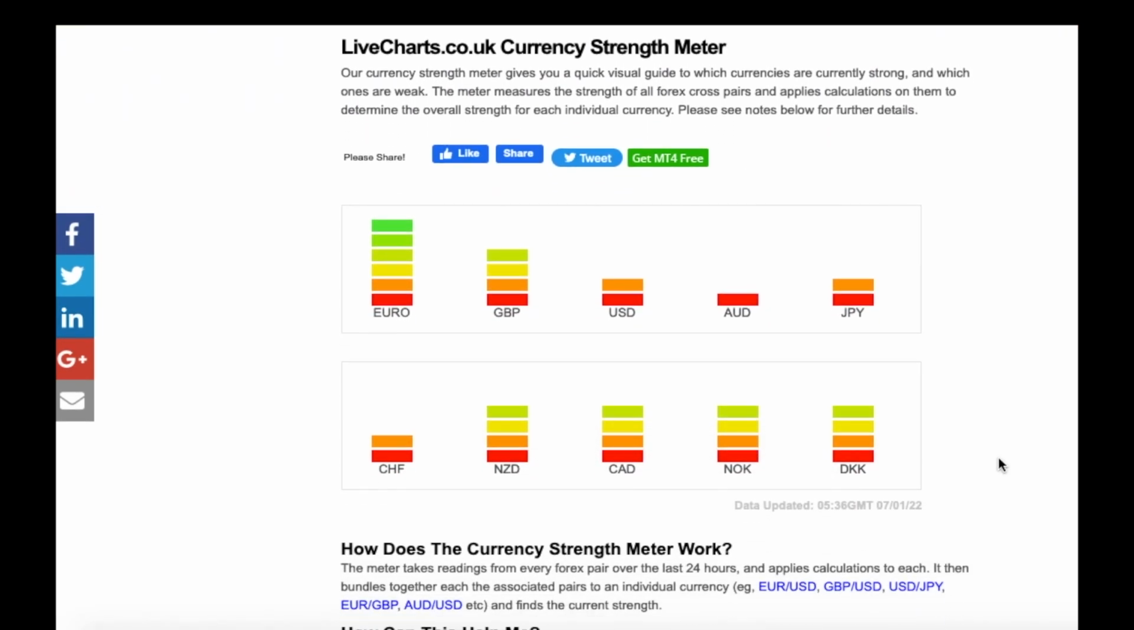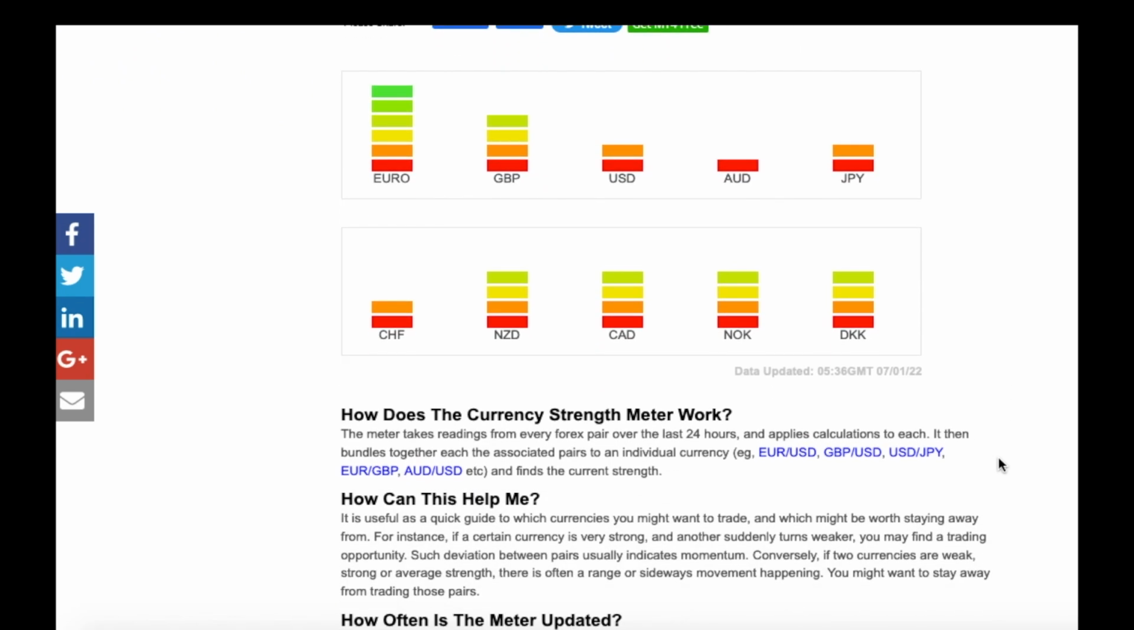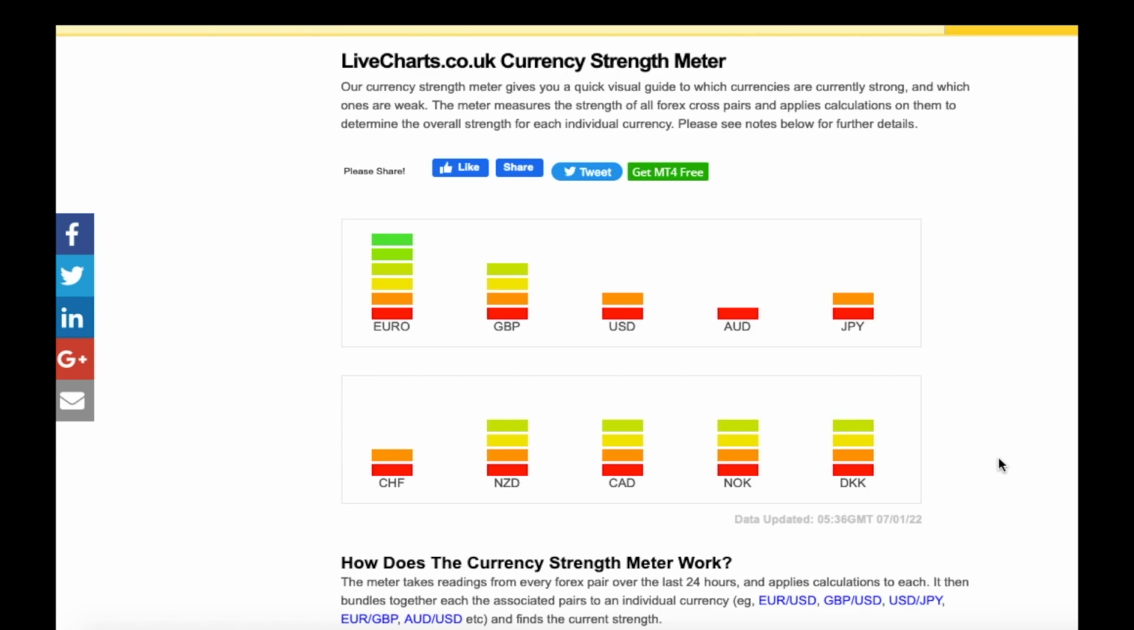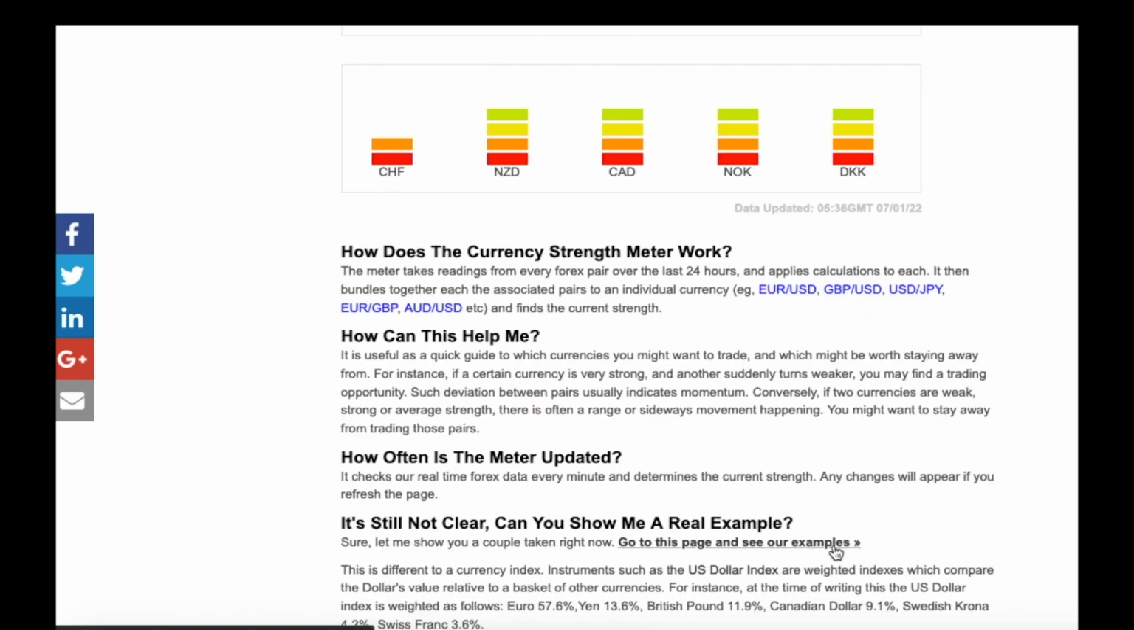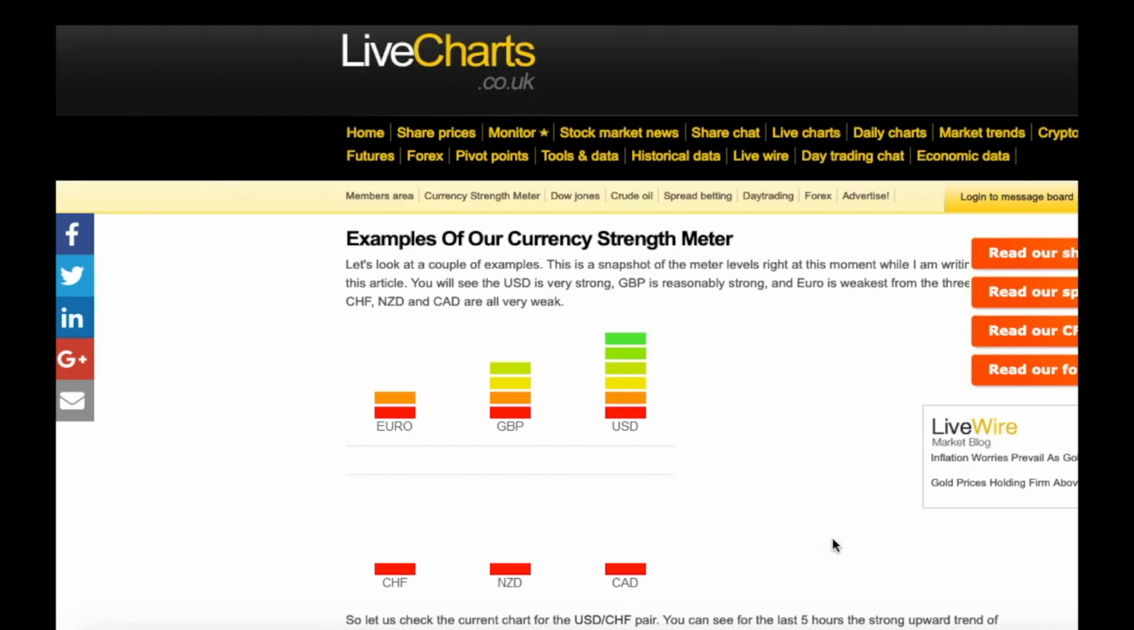And here's another one. Check out this website, Live Charts. It will show you which currency pairs are the strongest and weakest for the day, and it's updated every 24 hours, and it even gives you an example if you click right here. Do not sleep on this and make sure that you add it to your trading sessions.